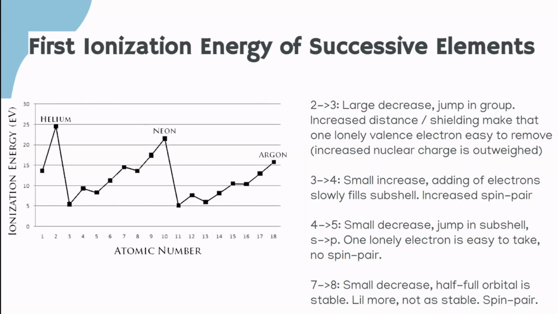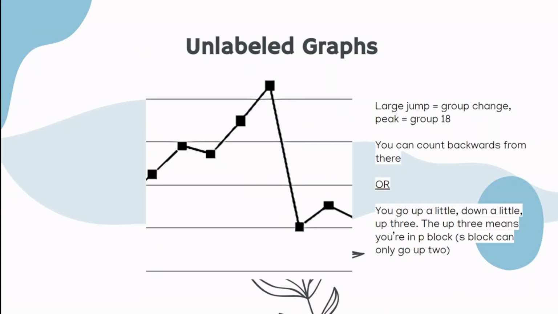Then we have a large decrease, which we can just go back again. The 2 to 3, how we had the large decrease jumping group. The trends repeat on themselves, and you can see that as it progresses.